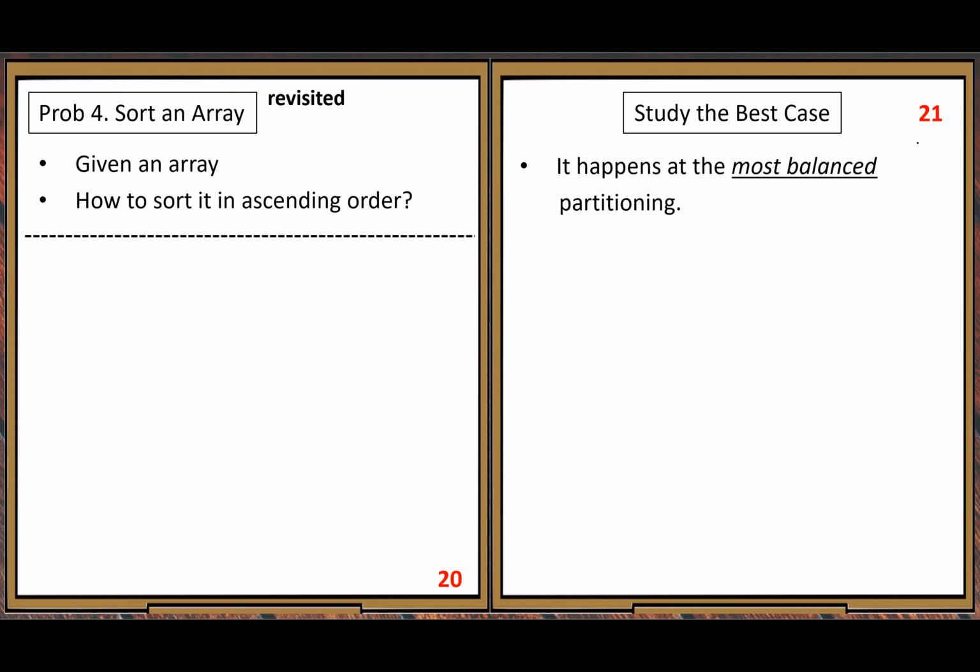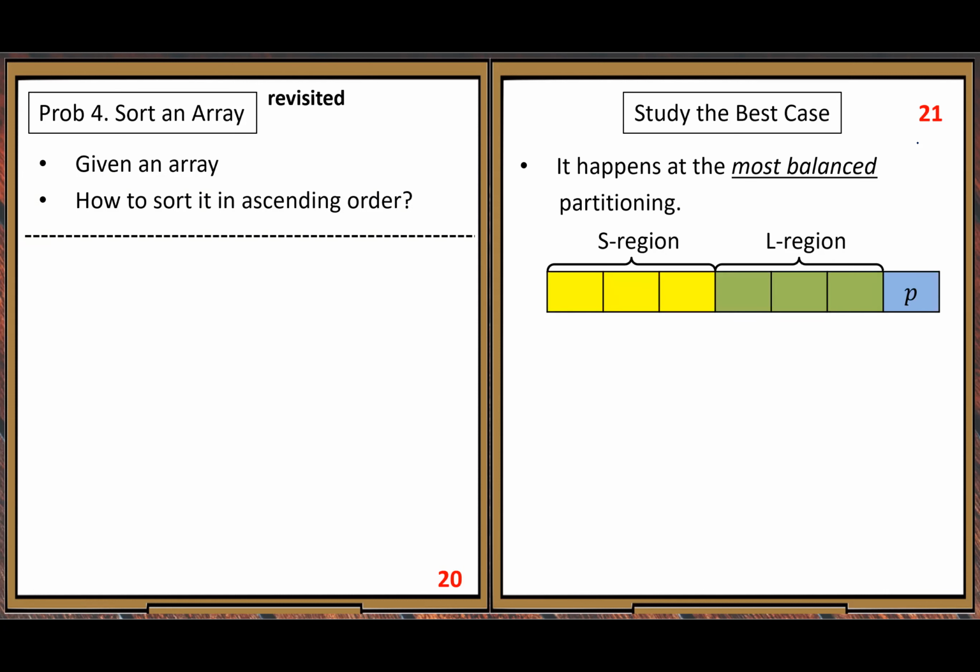The best thing we like to have is the most balanced partitioning. When we split the original array into two subarrays, we like to have the two subarrays have almost equal sizes. That's the most balanced partitioning. Definitely, it's hard to get the best case.